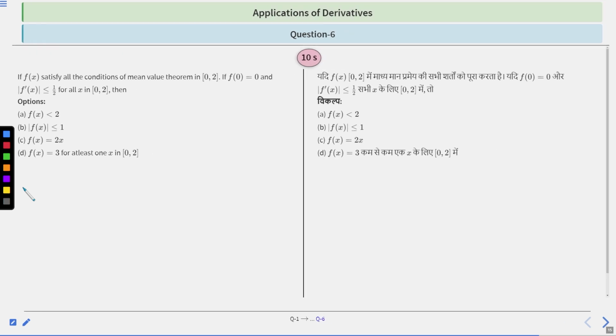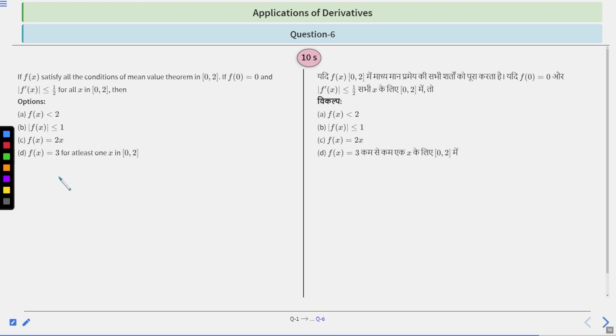See, the next question is: if f x satisfies all the conditions of mean value theorem in 0 to 2, if f0 is equal to 0 and mod f dash x less than equal to 1 by 2 for all x in 0 to 2, then which option is correct? So see, the hint of this question is you have to find whether mod f x is less than 2, mod f x is less than equal to 1, f x equal to 2x, or f x equal to 3, clear.